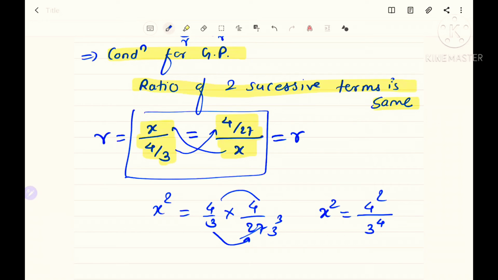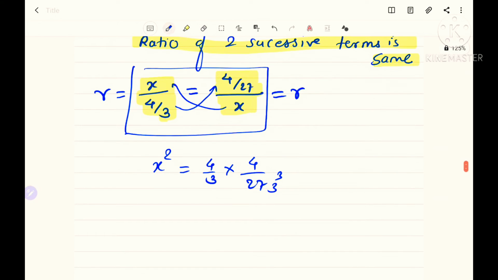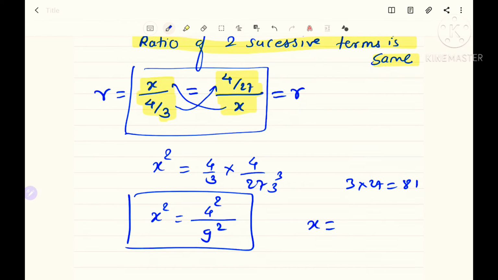It's not like that, you do the calculations in exactly the way I do. Please calculate and do your own way. So this is 4 by 3. So this is 4 square. This 3 into 27 is like 81. 81 is 9 square. If you want to remove this square, what is the possible value of x here? So the possible value of x is 4 by 9. So the final answer for this question is 4 by 9.